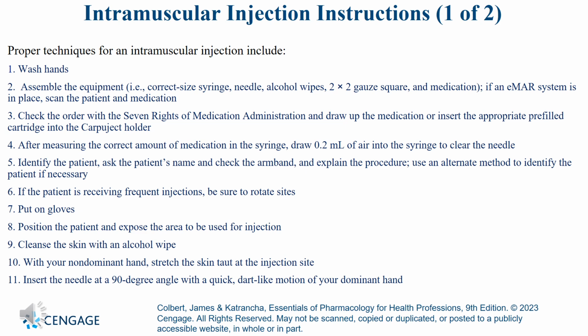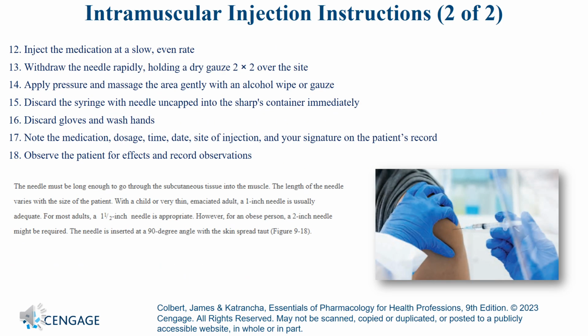We want to position the patient and expose only the area to be used for an injection. We cleanse the skin with an alcohol wipe. With your non-dominant hand, you're going to stretch the skin taut at the injection site. Insert the needle at a 90-degree angle with a quick dart-like motion of your dominant hand. Okay, we're going to inject the medication at a slow, even rate. We're going to withdraw the needle rapidly, holding a dry gauze 2x2 over the site.